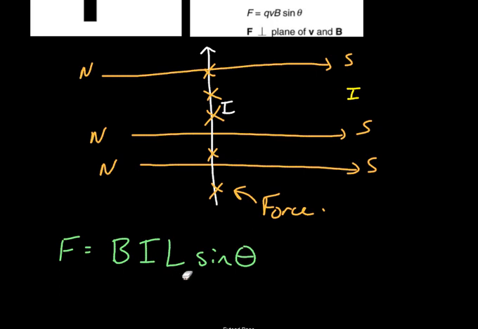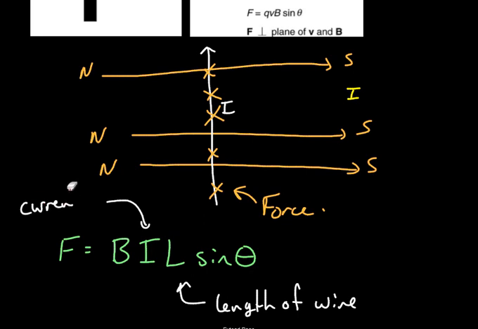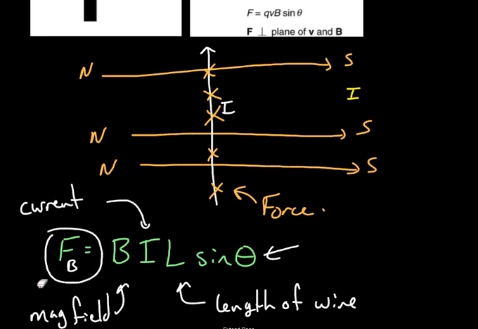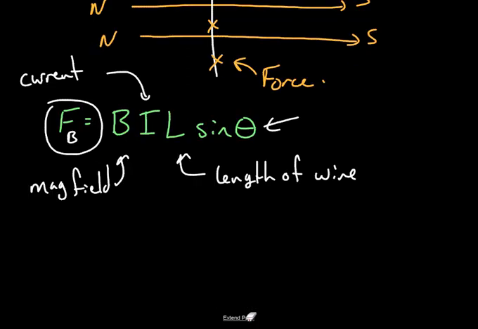So what does that mean? Well, it means that if we have a wire carrying current of length L, a current of I amps, and a magnetic field of B teslas, and an angle of anything from 0 to 90, the magnetic force is calculated as F_B. So F_B equals B I L sine theta.